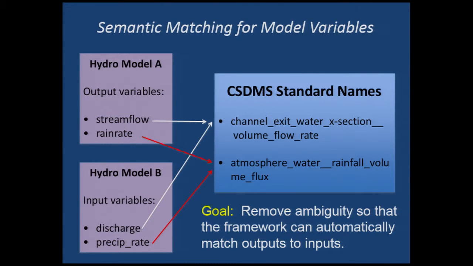Well, you'd like this framework to be able to automatically see that these could be paired up and they could share those variables. But for us to know that as hydrologists, we have to have domain knowledge. We have to know that there's a bunch of synonyms like stream flow and discharge that we can apply our domain knowledge to. We don't want the framework to have any domain knowledge.